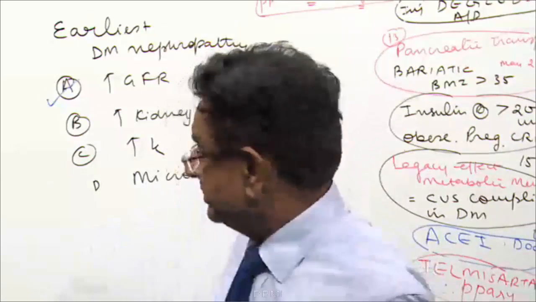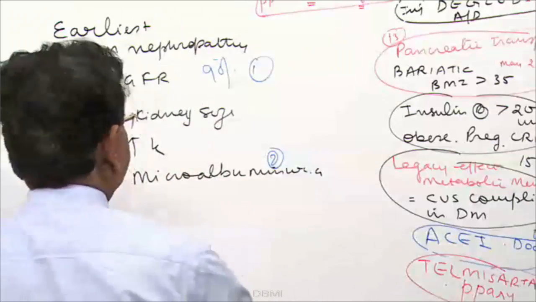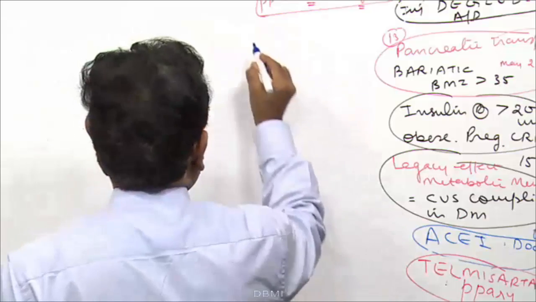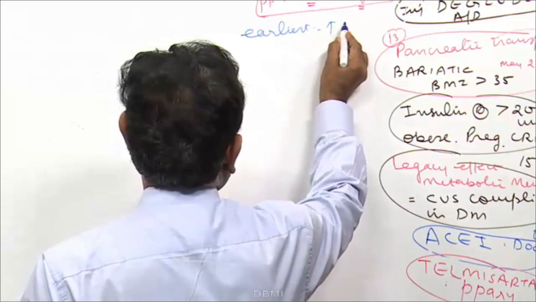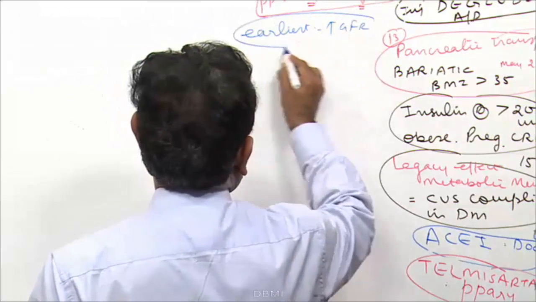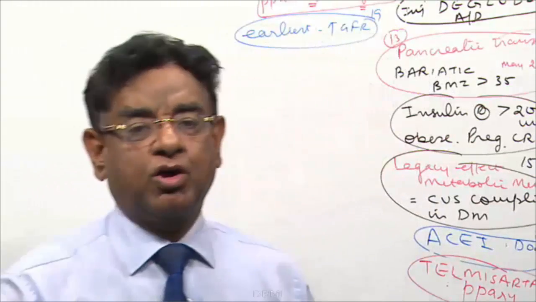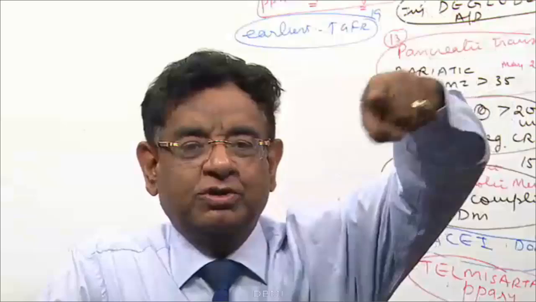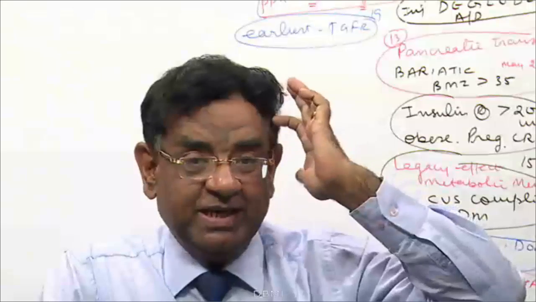Got it? So friends, the earliest feature is raised GFR. So make a box: earliest feature is increased GFR. Box number 19. So all of you raise the hand, those who have done it wrong or not done the answer. Raise the hand, don't feel shy. Please look around. 80-90% of people commit this mistake.